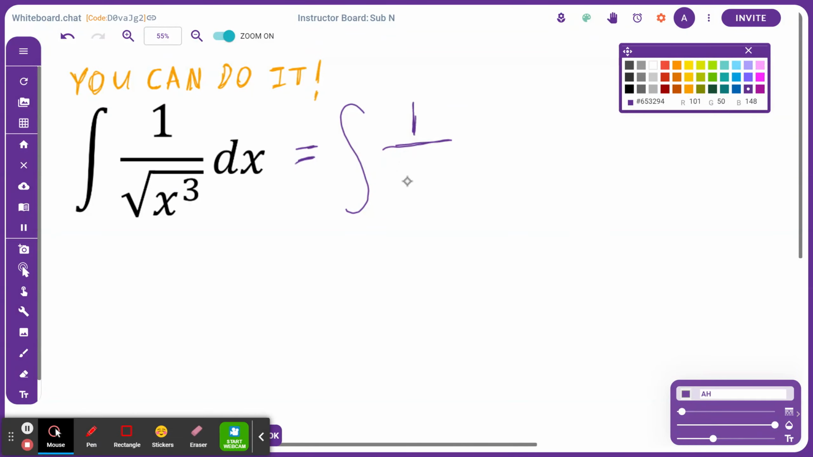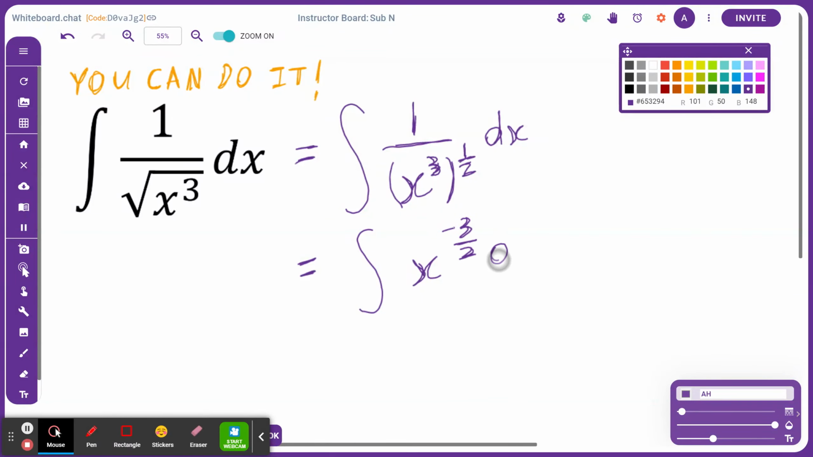Step number 1, if you think about the square root of x cubed, that is the same as saying x cubed in brackets to the power of half. Once you express it in exponent form, you can rewrite this as the antiderivative of x to the power of negative 3 divided by 2, and again, you're trying to find the antiderivative with respect to x.